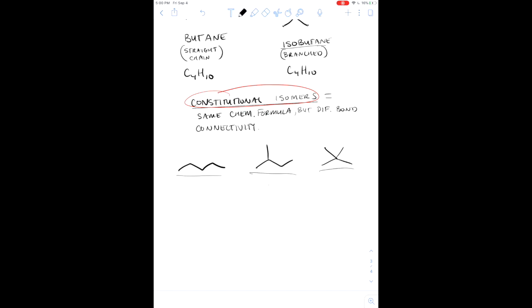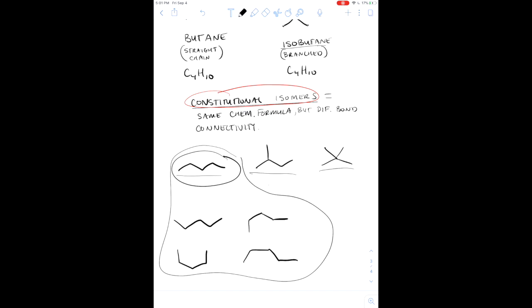Another point to make on that is sometimes it gets really complicated when you have larger structures, and you have to remember that bond rotation is okay. For example, this one right here doesn't have to always be drawn like that. It could be drawn upside down, or like this, or like this, or another way. These might all look like different structures and that maybe they're going to be constitutional isomers.